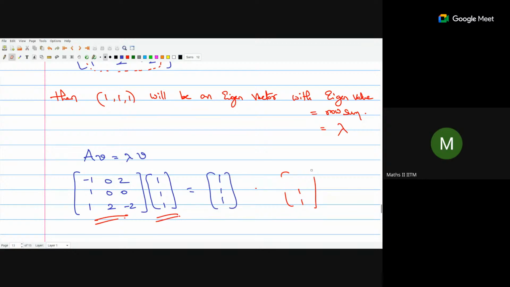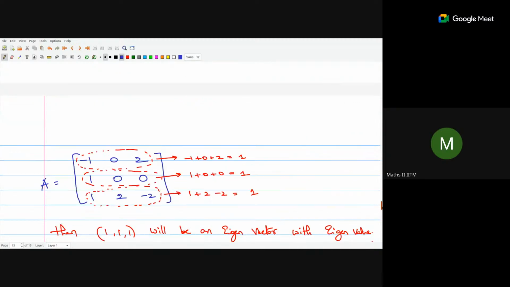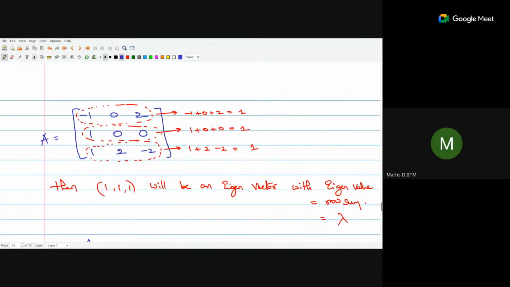Because this is just matrix multiplication. You multiply the row, and since the row sums are 1, you will simply get [1, 1, 1]. This can be written as 1 times [1, 1, 1]. So from here you can imply that one eigenvalue is 1, with corresponding eigenvector [1, 1, 1]. This will work for any matrix whose row sums are the same.